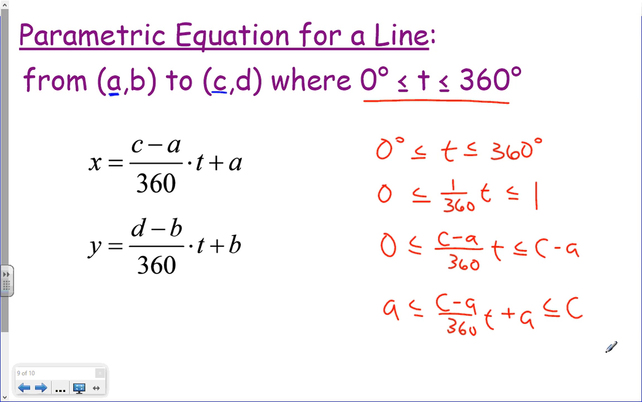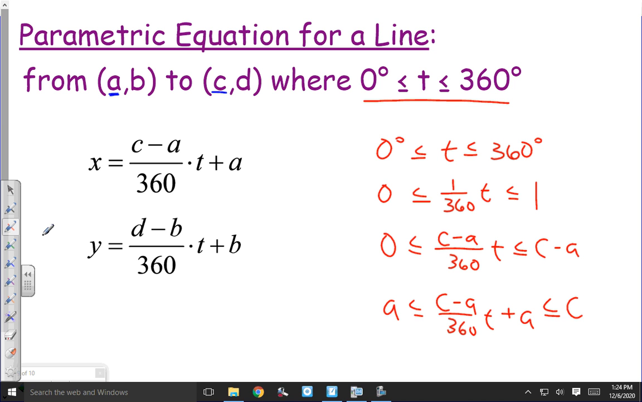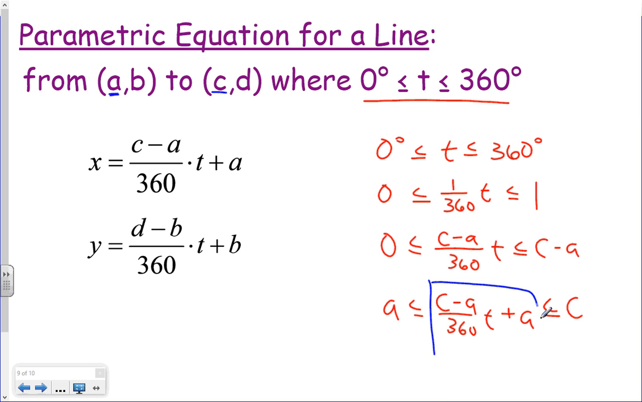And there we go. We have that if I calculate what I've got here in the middle, c minus a over 360 times t plus a, I'm guaranteed that I'll get values that are between a and c as a result. So that's the exact same reason that you're seeing that equation right there. That's where that's coming from.